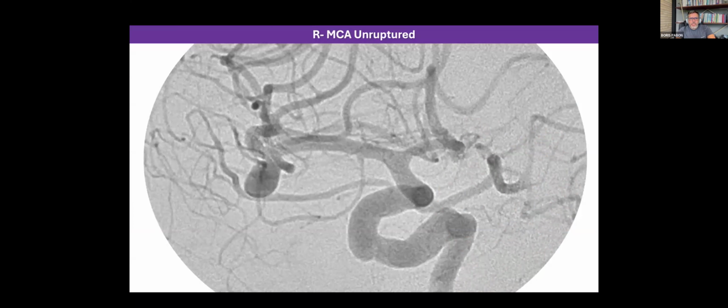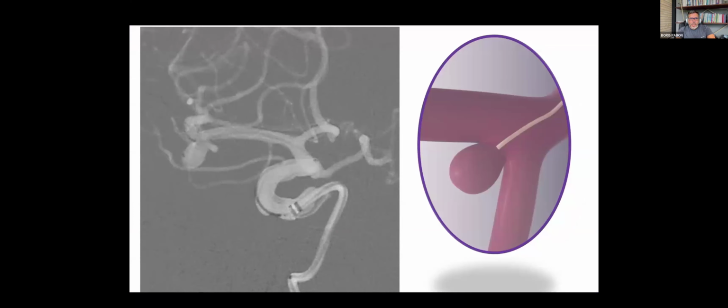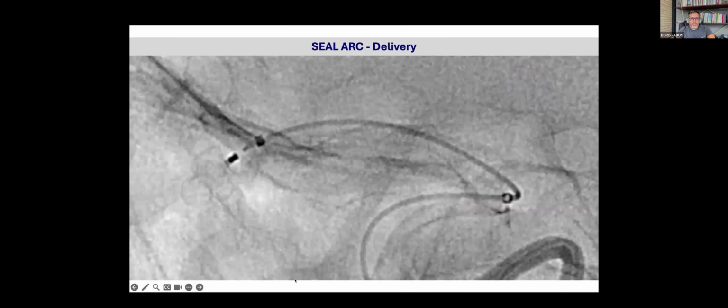This is a right MCA aneurysm. You may see here how the device looks during navigation. The radiopacity is really good. And here is how the device looks once deployed. Here is the device.